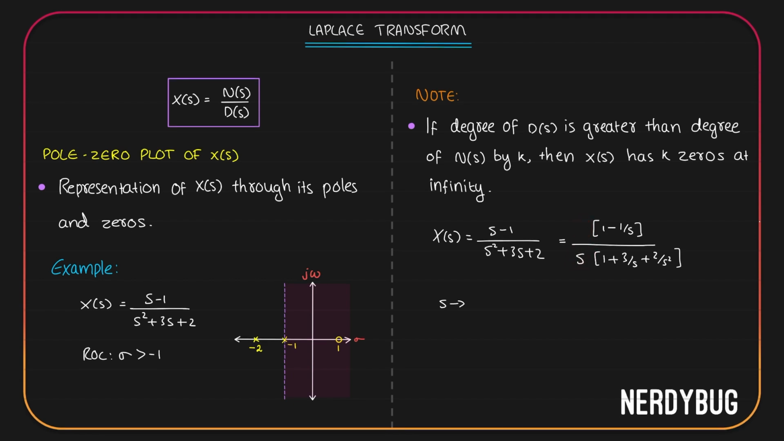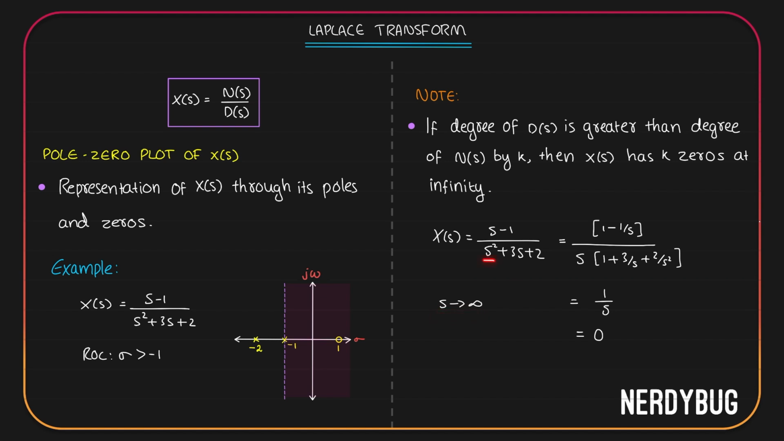Now if we give s the value infinity, 1 by s will become 0, 3 by s will become 0, 2 by s square also becomes 0, and this will be equal to 1 divided by s. But s is infinity, so X of s becomes 0. So s equals infinity is a 0 of X of s.